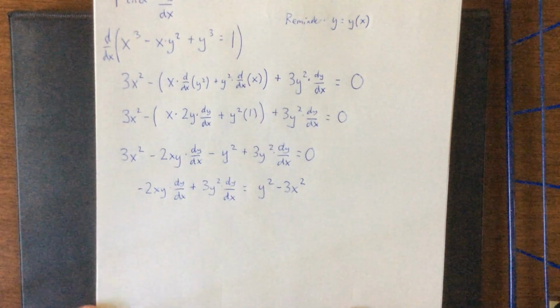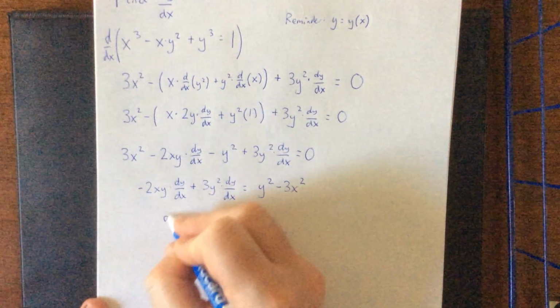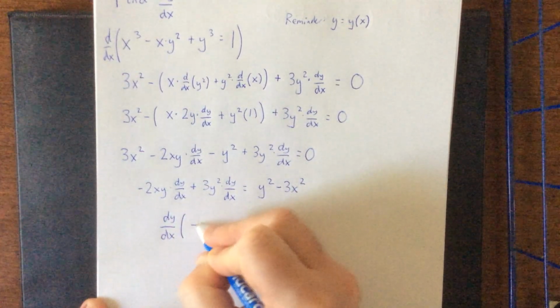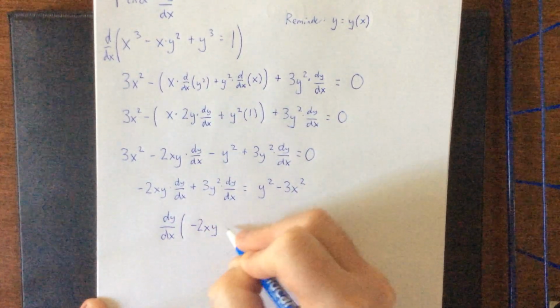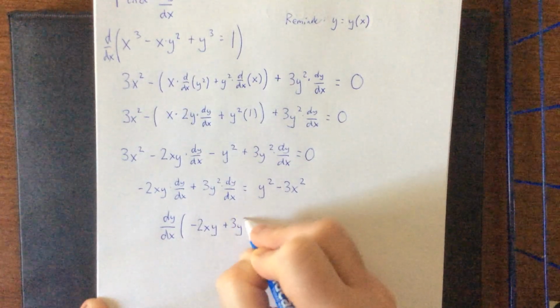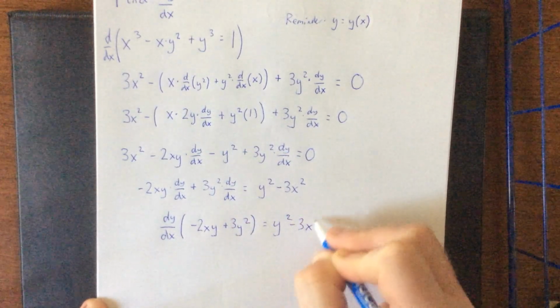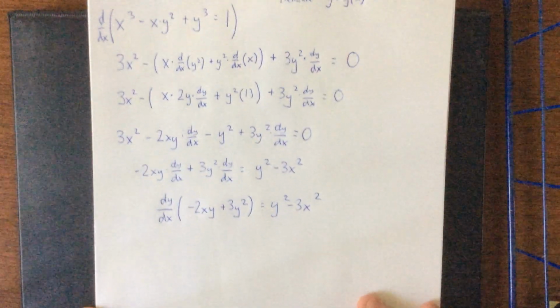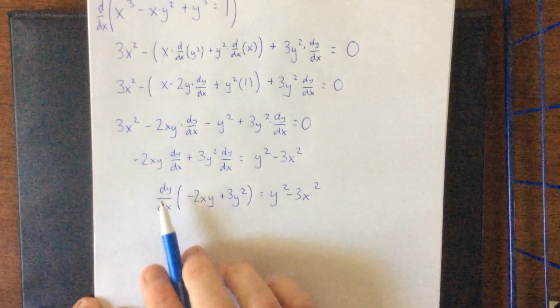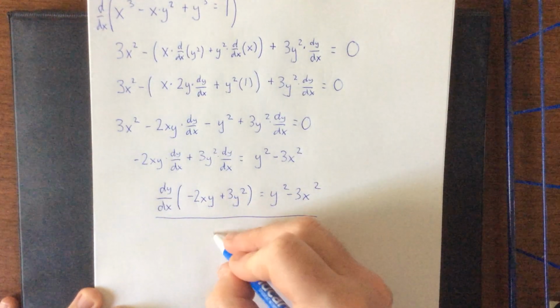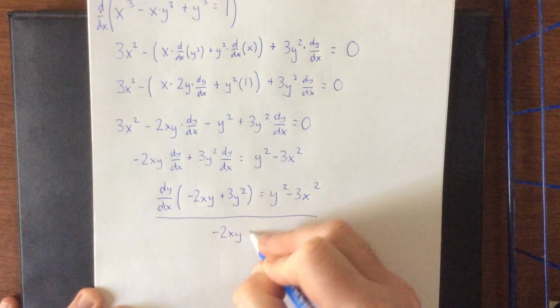Next thing I'm going to do is treat dy over dx as though it's a common factor of the two terms on the left-hand side and factor it out, leaving me with negative 2xy plus 3y squared. That's still equal to y squared minus 3x squared. To finish solving for dy dx, this is dy dx times this term, so I'm simply going to divide both sides by that term.